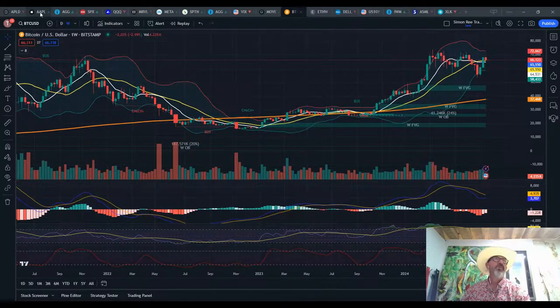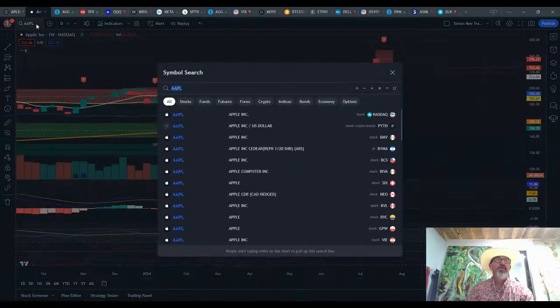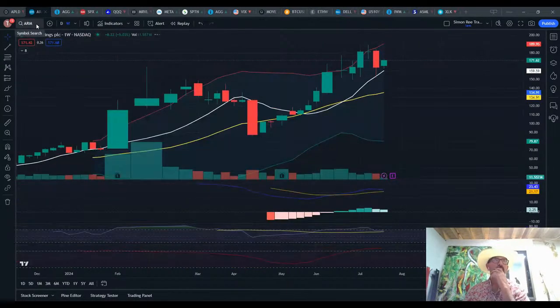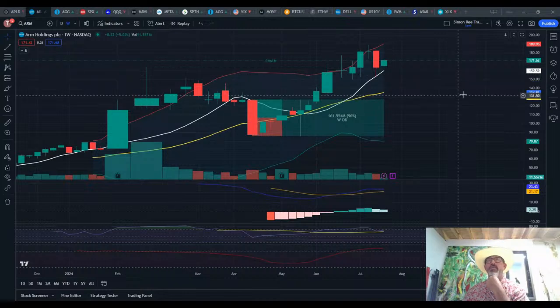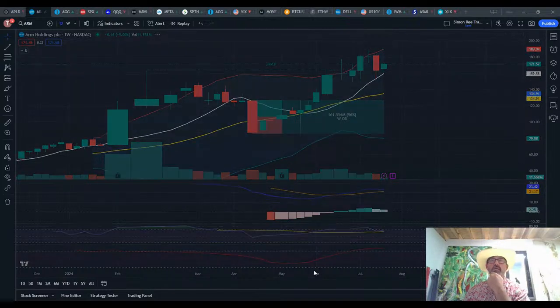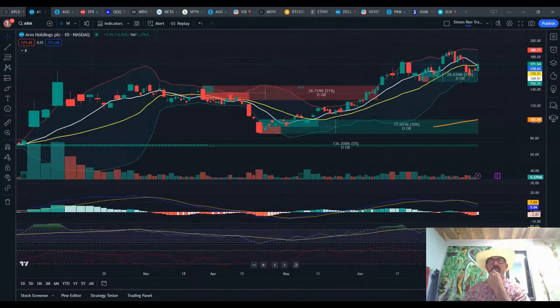ARM. Somebody wanted me to touch on ARM as a chart. Let me pull it up here. All right, this is ARM Holdings. Let's go to the daily, start there. And I'm just looking at this as you are looking at this.